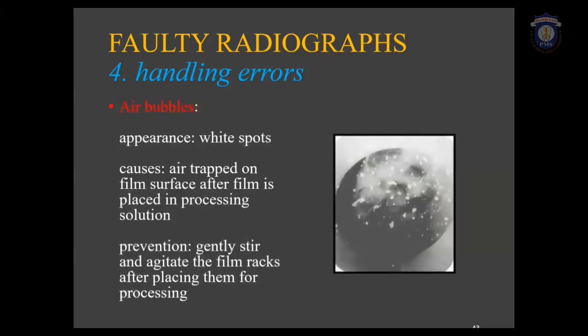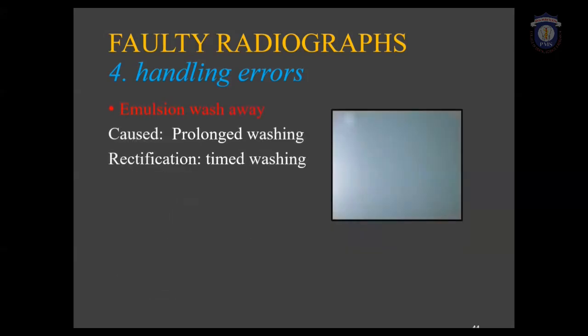Air bubbles. Air bubbles appear as white spots. Air bubbles are caused because air is trapped on the film surface after the film is placed in the processing solution. So to avoid air bubbles, gently stir or agitate the film racks after placing them for processing. Emulsion wash away can be due to prolonged washing. So time your processing accurately and you can avoid the emulsion wash away.